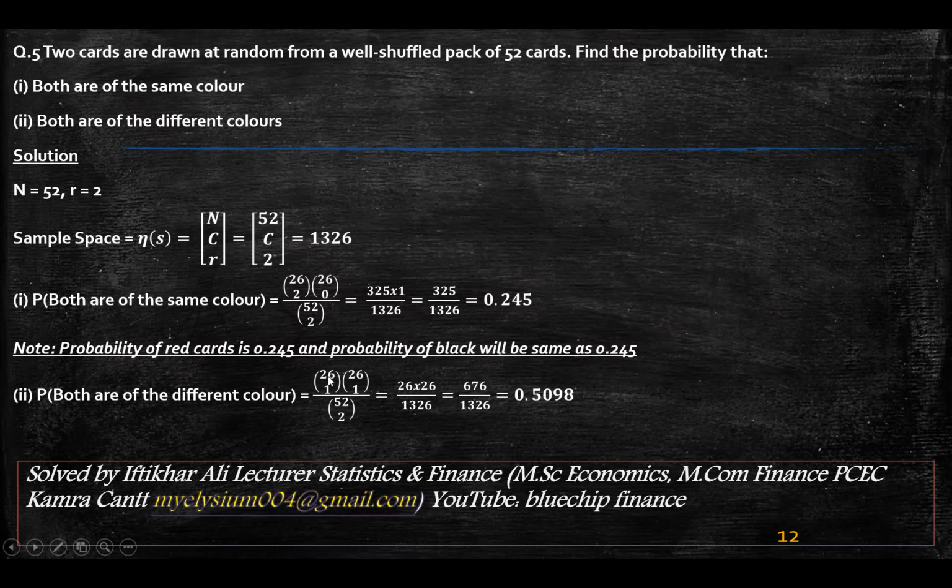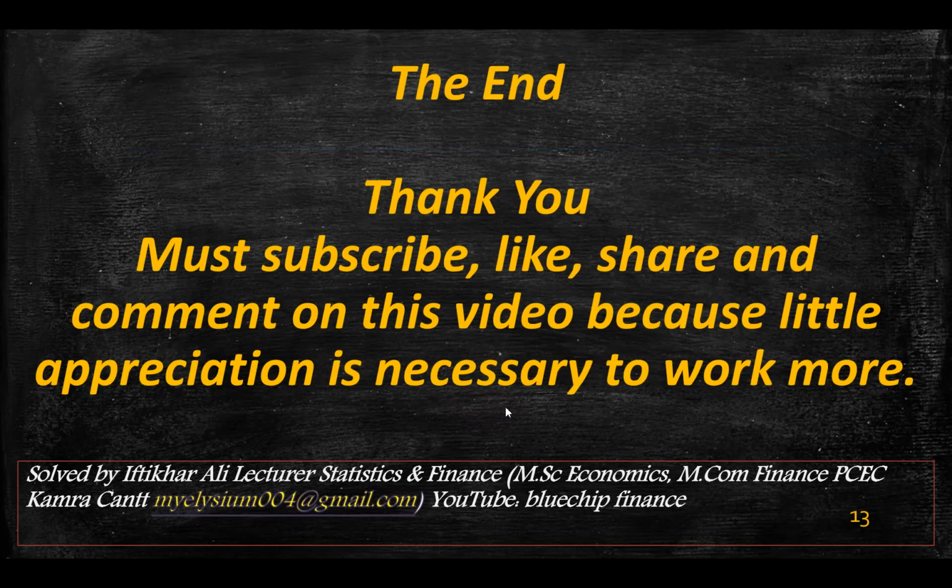Both are of different colors, so simply we place one to the red cards and one to the black cards, because we are drawing two cards and both cards are of different colors, so one red and one black. Divide by sample space: 26C1 times 26C1, 26 multiplied by 26 equals 676, divided by 1326, and the answer will be 0.5098.